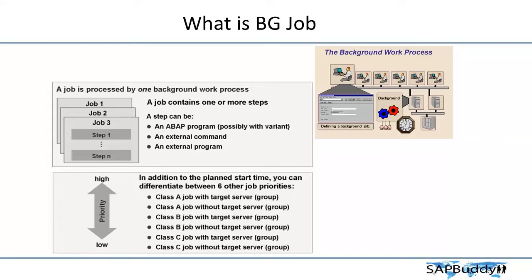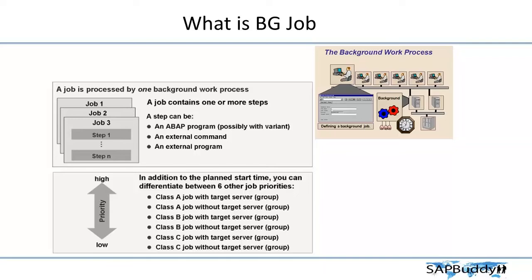In general, what we do in a practical scenario is we don't specify target servers or groups. If it is a small system, you do not have this target group concept, and we will leave it blank unless you have an interface or program which demands that it needs to be run on a specific application server because of that particular link or application which is linked. Otherwise we will leave it blank so that SAP can manage it on its own.